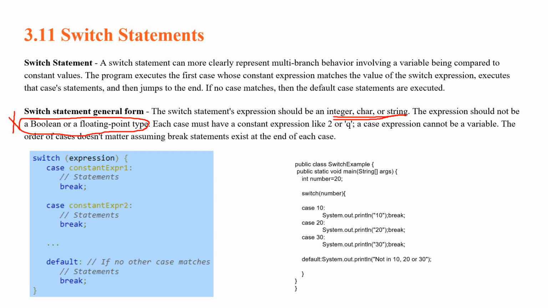So let us take a look at this simple example right here. We have initialized the number to 20, and we have given switch of number. So the number will be equal to 20. It goes to the first case, and case 10 is not equal to 20, so it won't get executed here. Case 20 is equal to 20, so it prints out 20. The output will be 20.